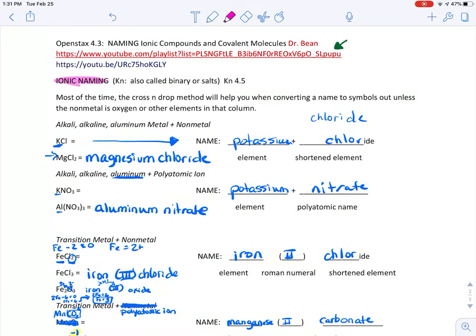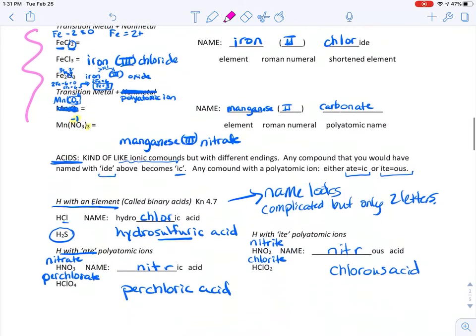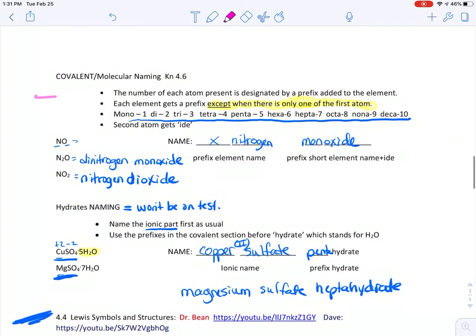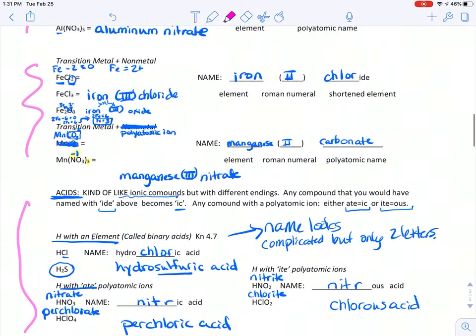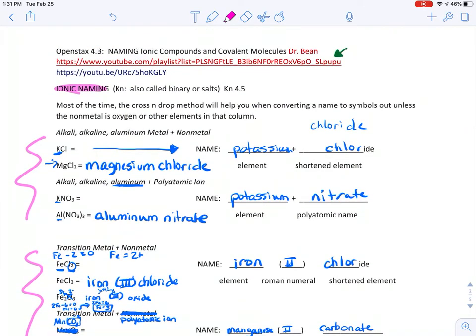So we're going to start with ionic naming, and you'll notice that this section, and this, that's all the ionic naming. And then we have a little bitty covalent and a little bit of hydrate. So the covalents don't have a lot of naming options, but there are a lot of naming options for ionics.